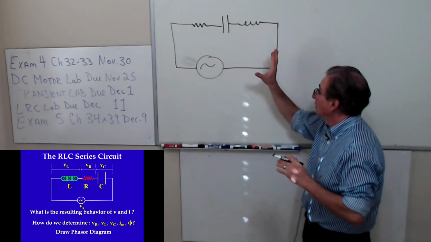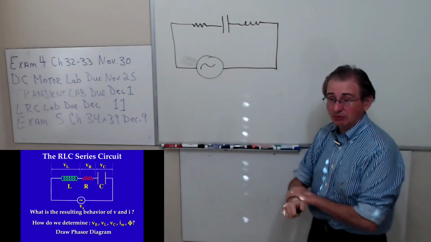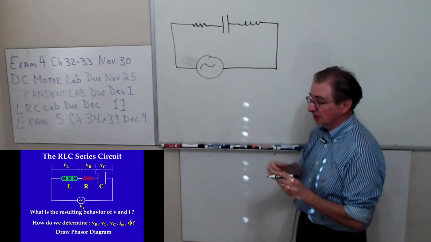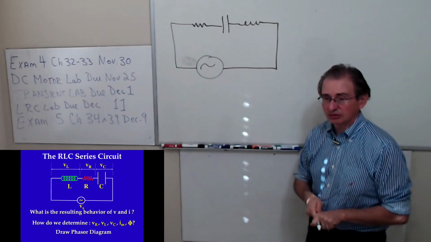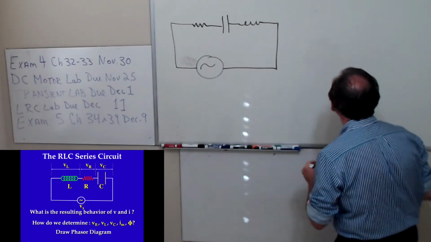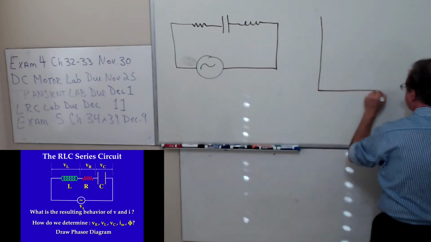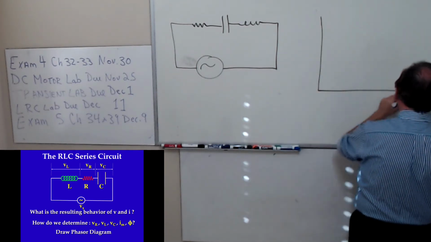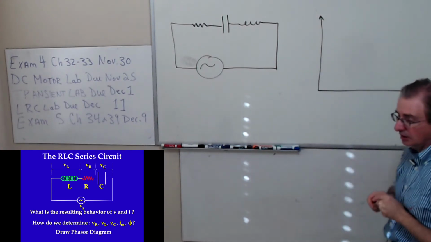I could use Kirchhoff's loop rule for solving this system, but I'm not going to do that. We've talked about phasors, and I want to use the idea of phasors to set this up. I'm going to draw a diagram. I'll set up my x and y axis.